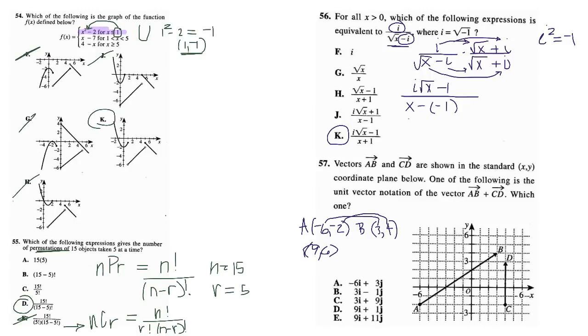We also need to do the same thing for CD. So here we need to find what C is going to be. If we count off, C is 4, -2.